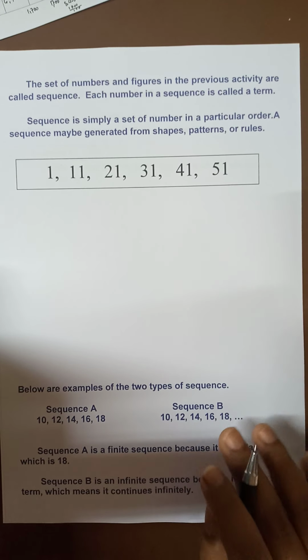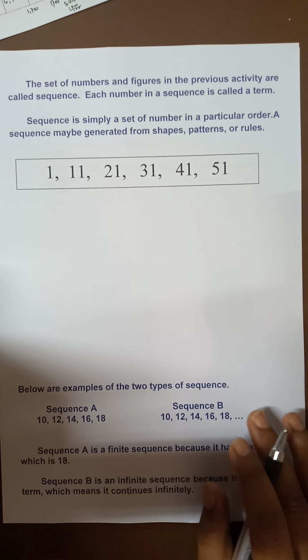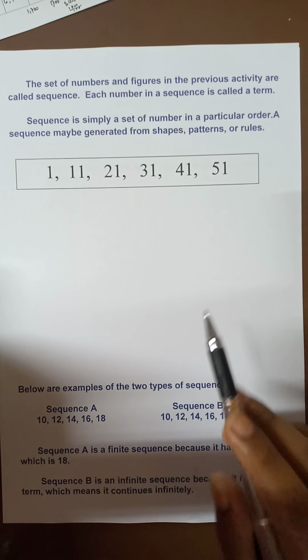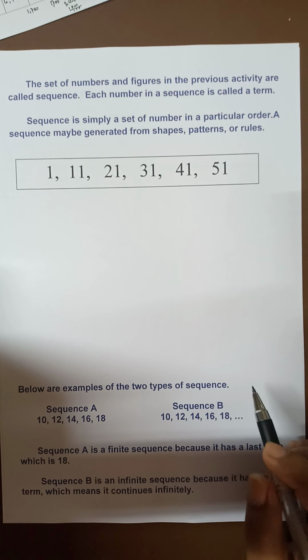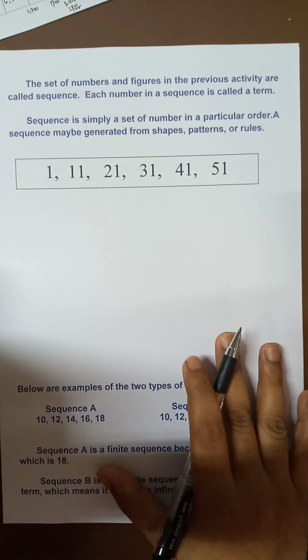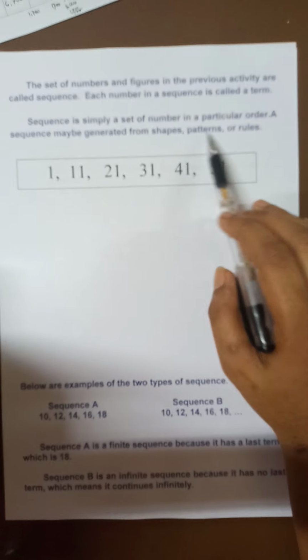Now, those sets of numbers and figures in the previous activities that we have already discussed are called a sequence. And each number of a sequence is called a term. So a sequence is simply a set of numbers in a particular order, or a set of numbers which follow a pattern. So a sequence follows a pattern.